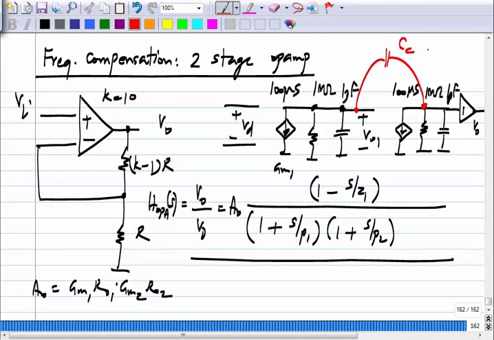Of CC, so that again you have stability. Now with this the algebra is slightly more complicated, but of course nothing that you cannot deal with. This we have seen earlier, isn't it? And the first pole.